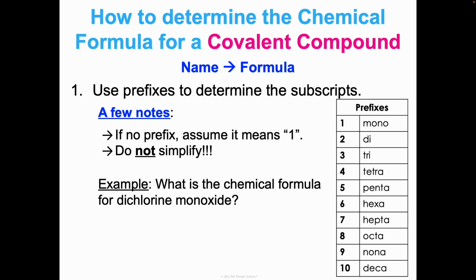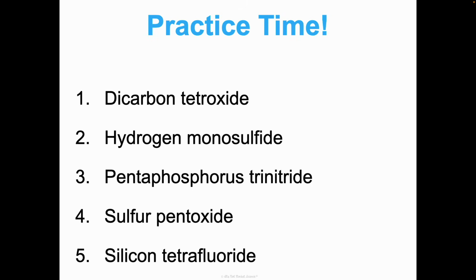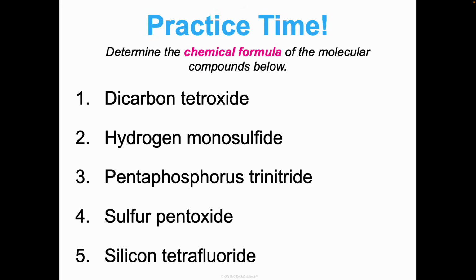So for example, what's the chemical formula for dichlorine monoxide? All right, well, di is 2, chlorine is Cl, so Cl2, and then mono is 1, and oxide is oxygen. So Cl2O. That's it. Easy peasy, no crisscross applesaucing, no simplifying, okay? Now, I want you to try doing the chemical formula, applying those rules.